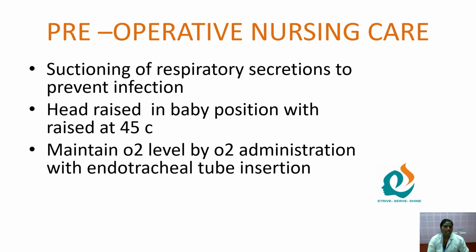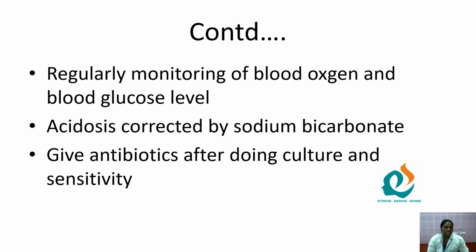Now, pre-operative nursing care. Suction respiratory secretions to prevent infection. Position the baby with the head end raised at 45 degrees, and maintain the O2 level by O2 administration when the endotracheal tube is inserted, because the baby has difficulty in breathing. Regularly monitor the blood oxygen level and the blood glucose level. Acidosis is corrected with sodium bicarbonate. Give antibiotics after doing the culture and sensitivity test.